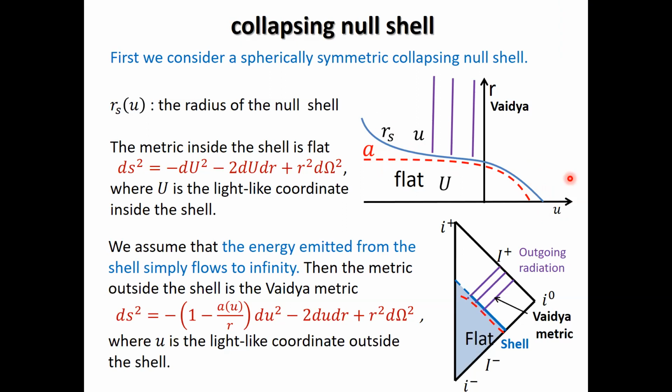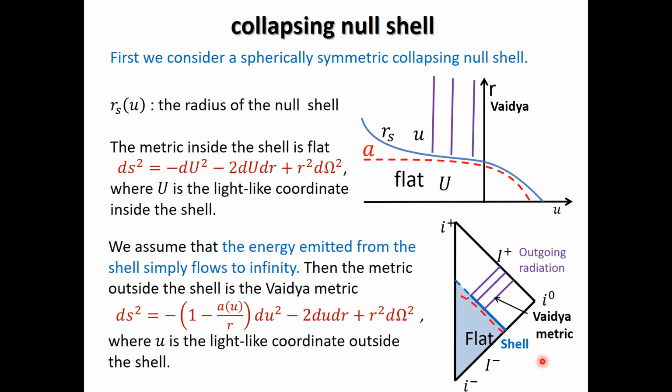Is this correct? U is technically U measured from an asymptotic observer. Yeah, U is just a coordinate here. Okay, thanks. So I think this is related to the usual folk law about a black hole, right?